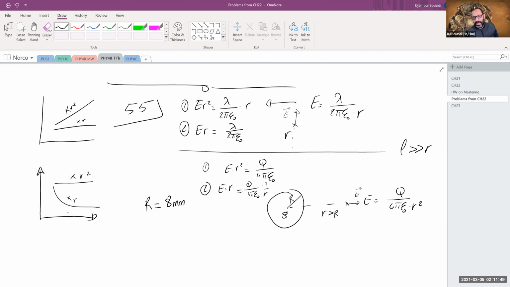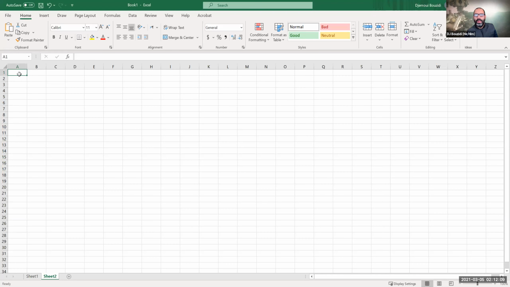So I'm going to open Excel and share it with you. Let me stop sharing this OneNote and share Excel. Where is Excel? Oh, here it is. Okay. In this Excel spreadsheet, do you guys see the Excel spreadsheet? Yes or no? Yeah. Okay.